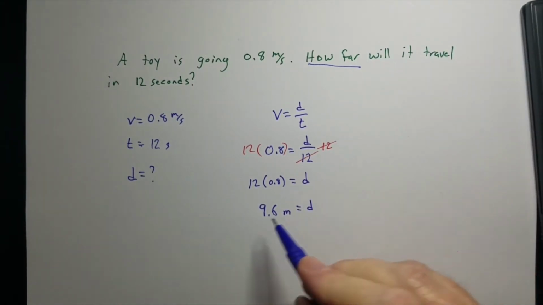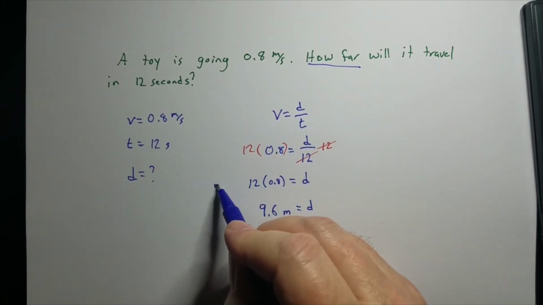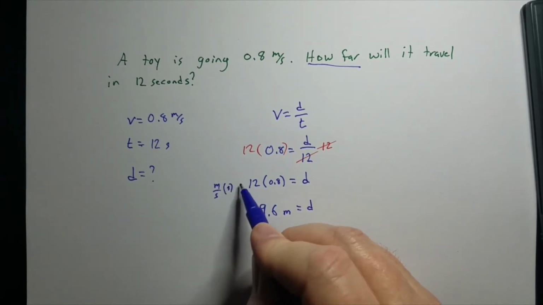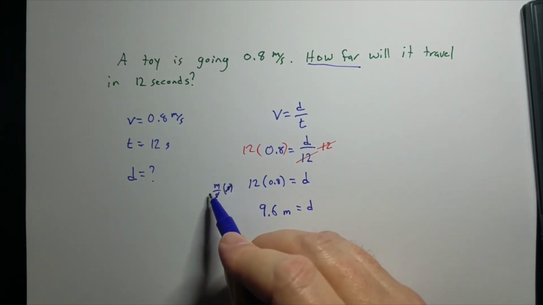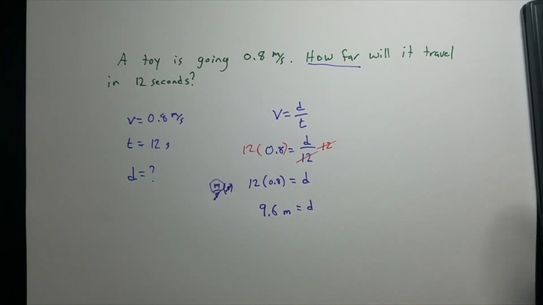Now if you want to check that it's meters, the 0.8 was in meters per second, and then we multiplied by time. That's on top, so this cancels out that. It just leaves us with meters. So 9.6 meters is the distance that toy traveled.